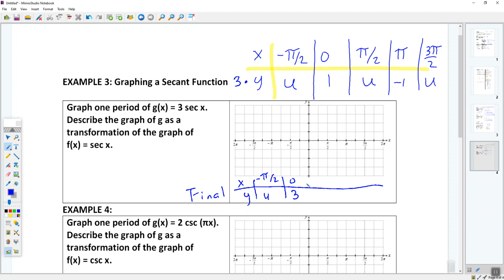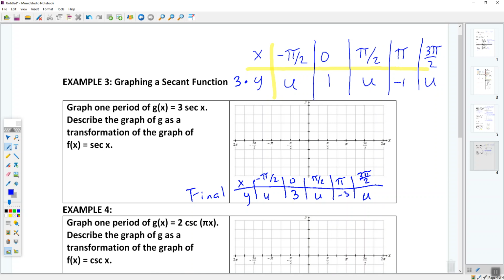3. What's pi over 2 going to become? Pi over 2. And then 3 times your what? At pi over 2 you were originally undefined, so 3 times undefined would still be what? Undefined. What's your next point going to be? Pi over negative 3. And then undefined. 3 pi over 2, comma, undefined. Okay? And those would be 5 good points to start you on your graph here, okay?